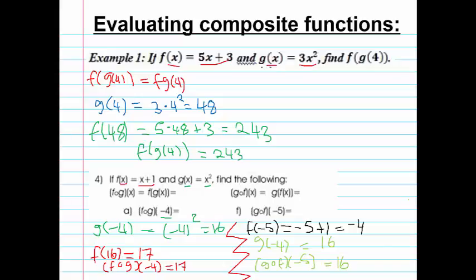So that is the steps required to evaluate a composite function. These are the skills. So if it starts with f into g of 4, you'll do g first, then put that into f, and then vice versa if it's the opposite.